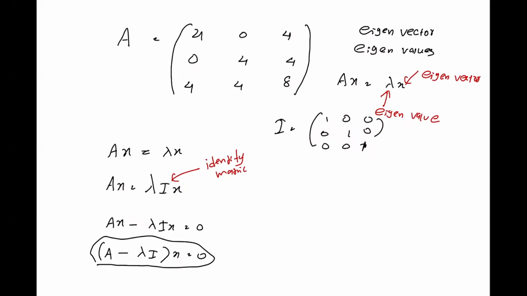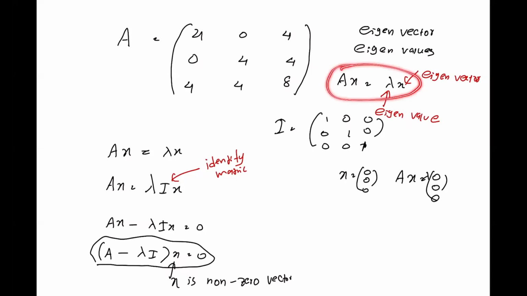So let's say x is a non-zero vector. Why? If x is a zero vector, let's say something like 0 0 0, anyway we know Ax equals 0 0 0. You can put any constant here, it will become an eigenvector. So there's no point talking about x being a 0 vector, because then both sides become 0 and trivially the equation holds. So we need to find non-zero vectors which satisfy this criteria, a solution where x is non-zero.